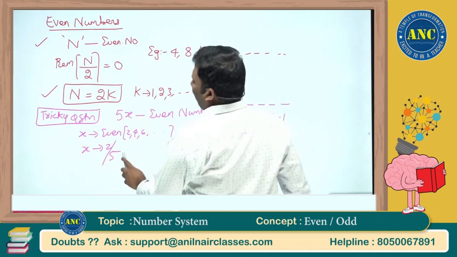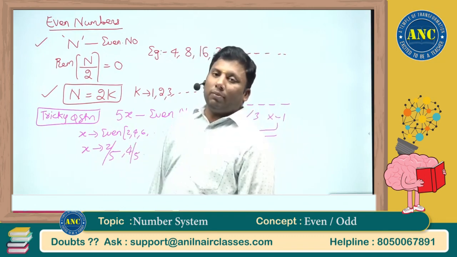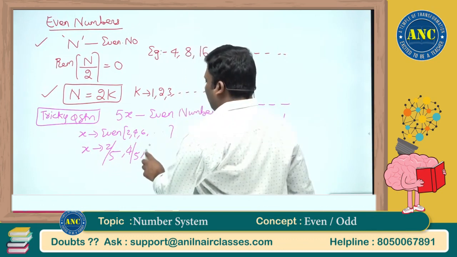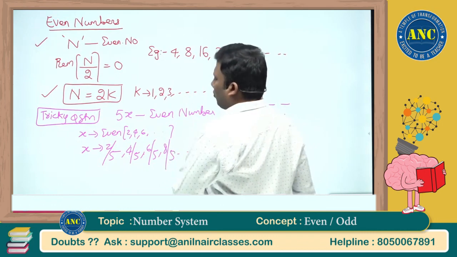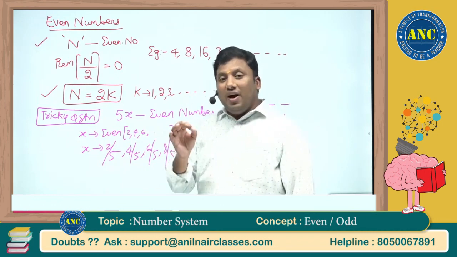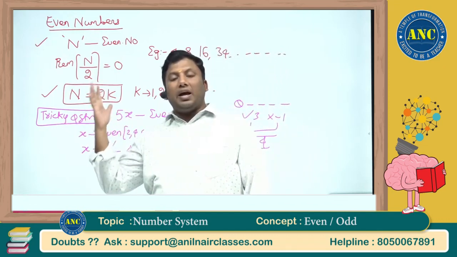x can be 2 by 5. x can be 4 by 5. 5 into 4 by 5 is 4. x can be 6 by 5. x can be 8 by 5 and so on. Very, very important concept. Please make a note of it.